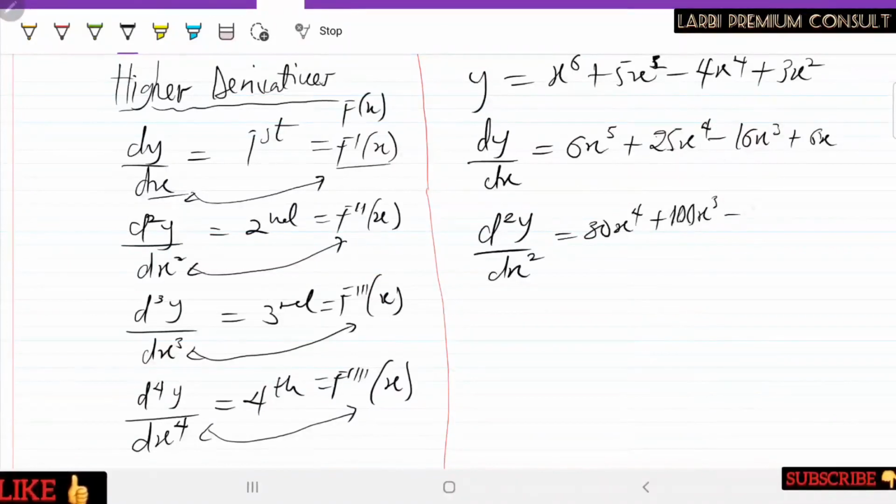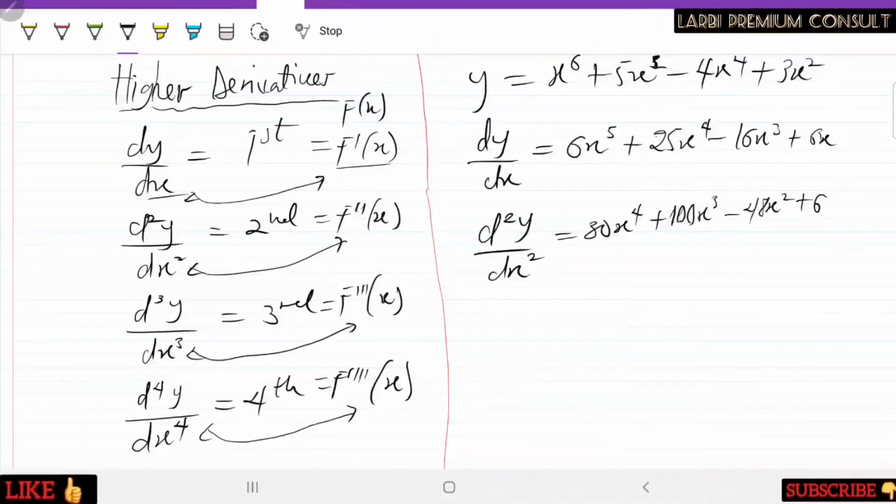3 multiplied by 16 is going to give me 48. Now subtract 1 from the 3, it's going to give me x to the power of 2. Plus, and here to multiply the 1 by the 6 is going to give me 6. And I subtract 1 from the power of x. That's going to give me 0. So x to the power of 0 is 1. So we're going to get an expression like 30x to the power of 4 plus 100x cubed minus 48x squared plus 6. I hope that's clear, right?